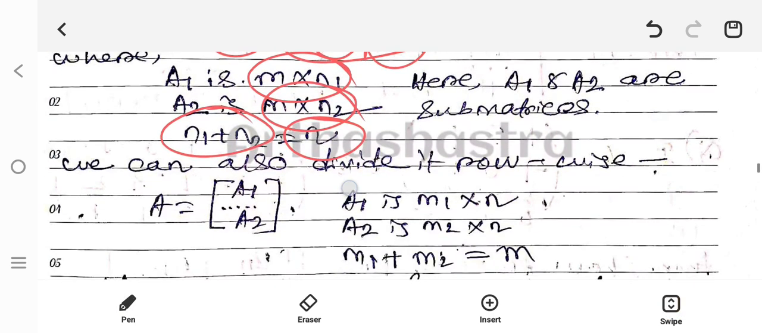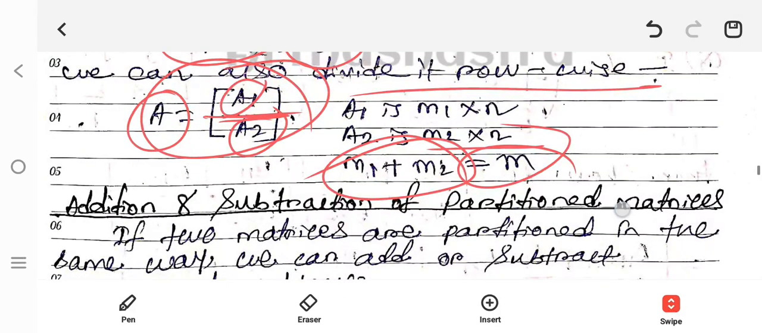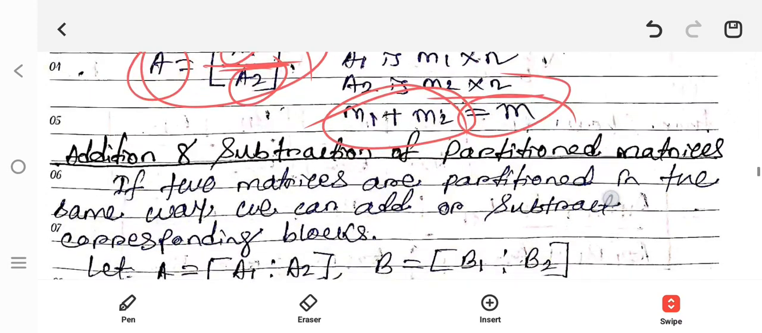Okay, so we can also divide it row-wise. So here we have A equal to A1 and A2. We divide our matrix A into two blocks, A1 and A2, along the row. So here A1 is of order m1 by n and A2 is of order m2 by n, where m1 plus m2 is the total number of rows, right?